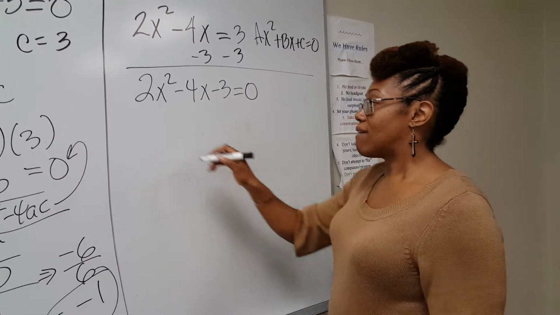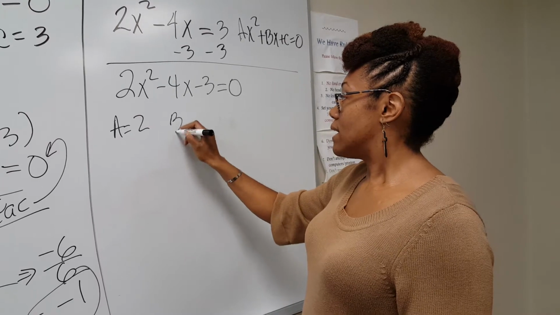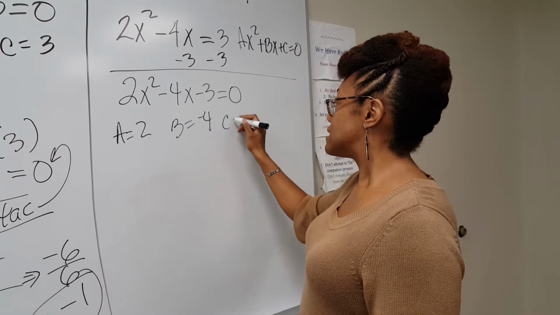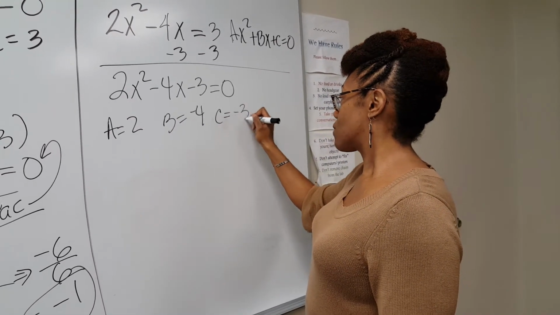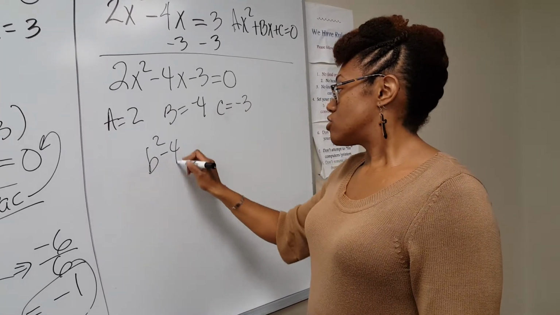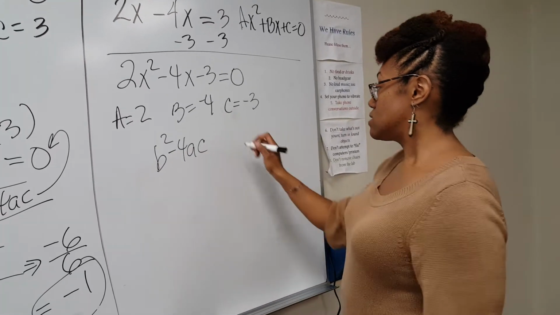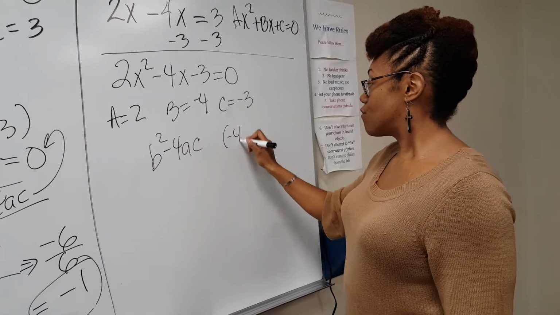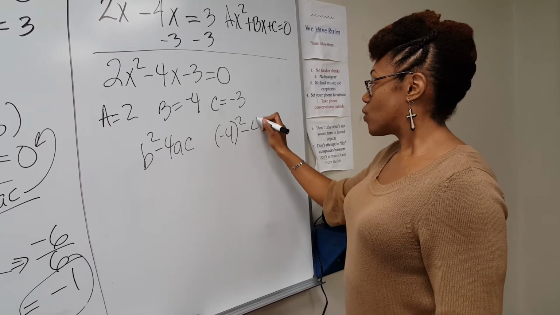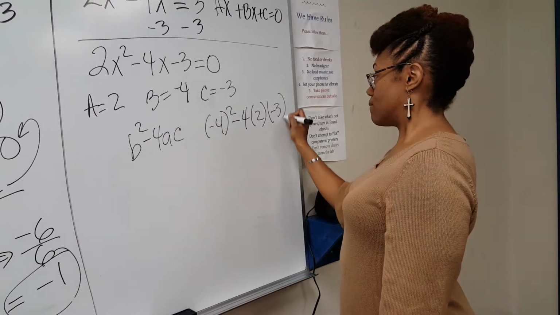Now I list all of my valuable information. a equals 2, b equals negative 4, and c equals negative 3. Using the discriminant, I now determine how many solutions I have. My b is negative 4, so that would be negative 4 squared minus 4 times 2 times negative 3.